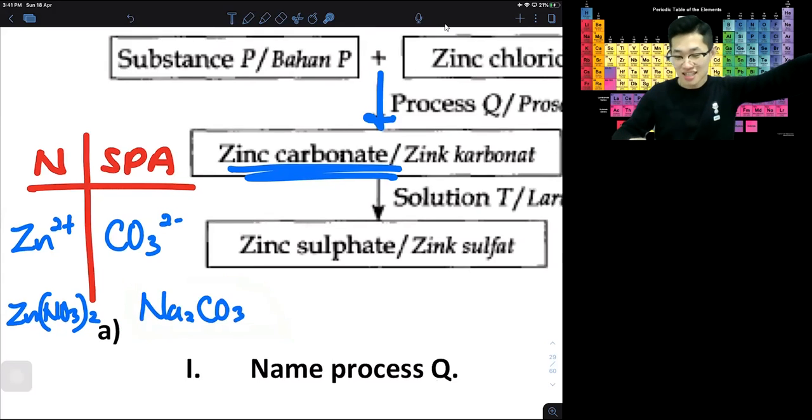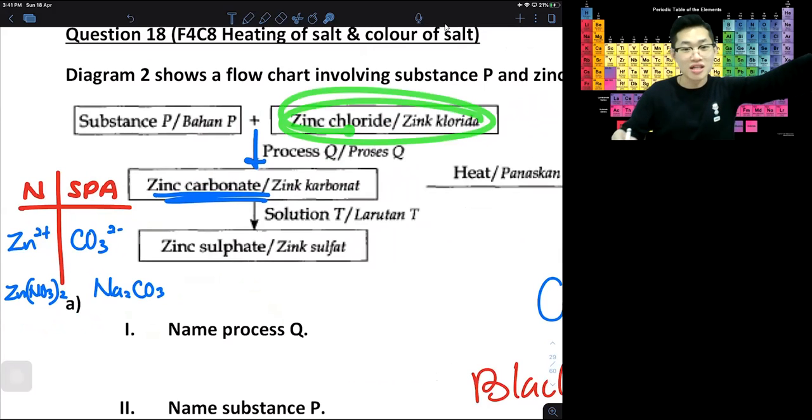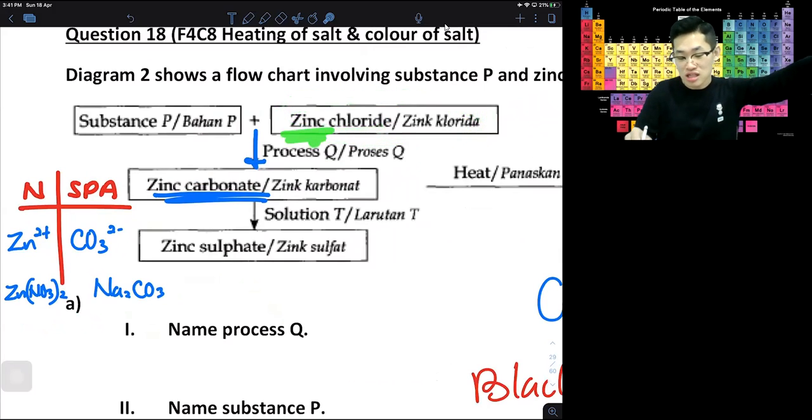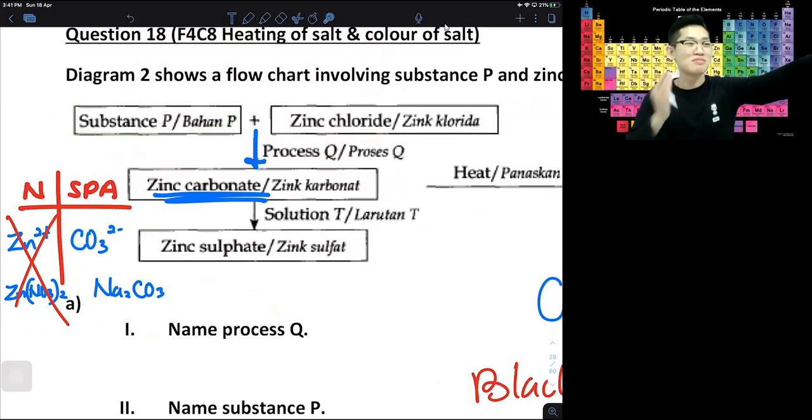Okay, so now you see zinc chloride is already here. Already got zinc. That means they don't need my suggestion for the zinc nitrate. Never mind, they only want the substance P. What is substance P? Sodium carbonate or potassium carbonate.